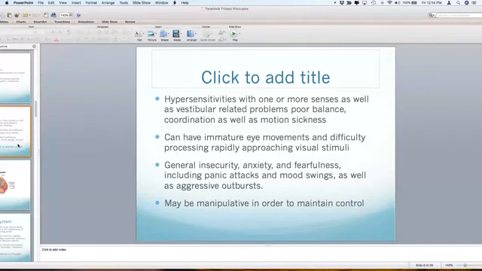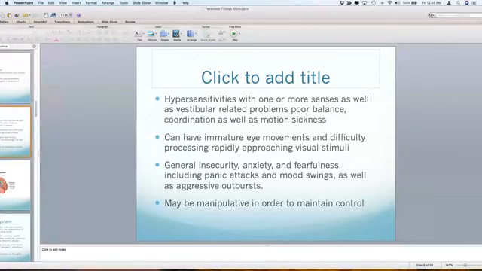Vestibular related problems, poor balance, poor coordination, as well as motion sickness, because the Moro reflex, if you remember, has to do with one of the ways we elicit it is through head position. And in your inner ear, you have your balance system, which is the vestibular system. And if the Moro is not integrated, the vestibular system may not be working properly, and can lead to motion sickness.